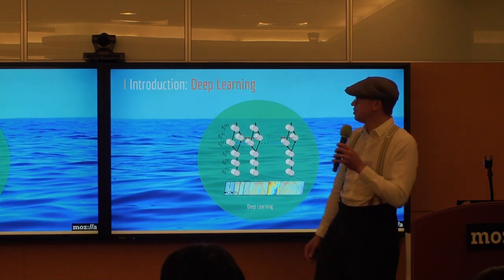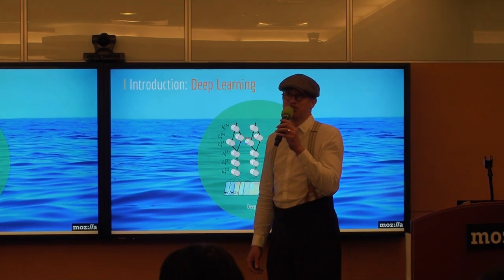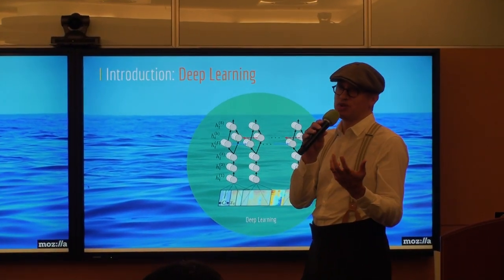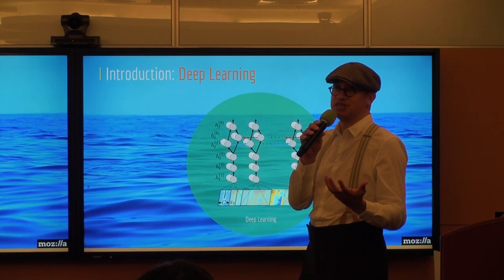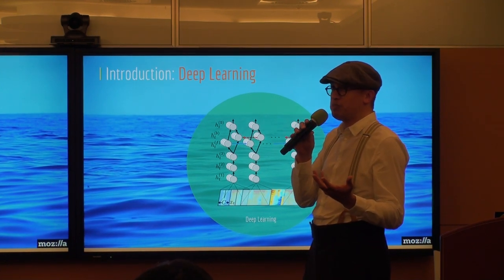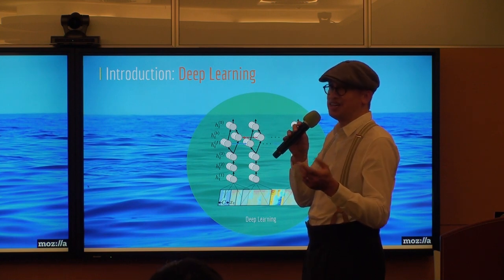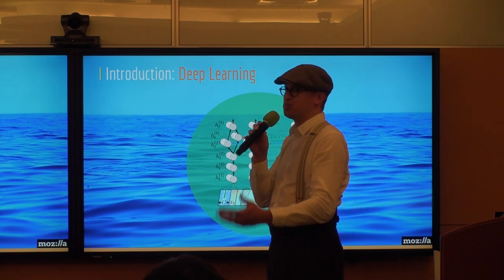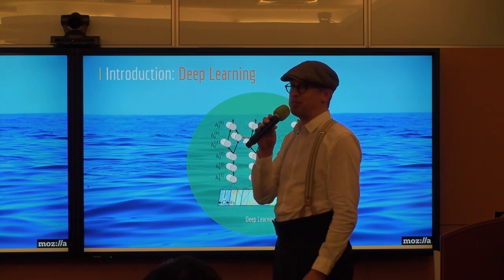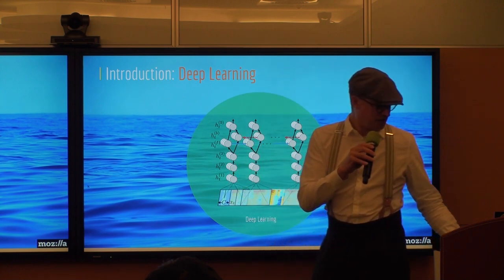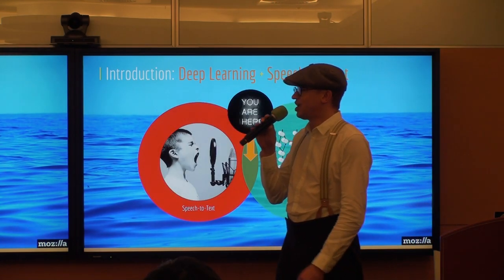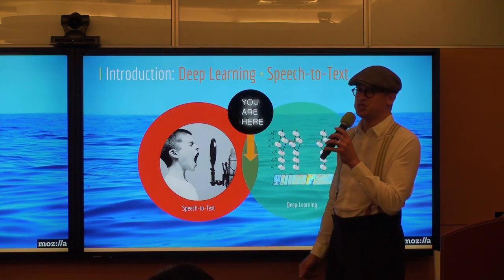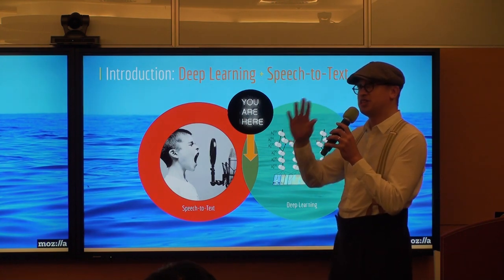Deep learning is a branch of machine learning which has as its fundamental computational unit artificial neurons. Artificial neurons are motivated by neurons in the brain. They basically do a very simple computation and come up with a very simple result. But you have lots of them doing this particular computation. So what I'm going to be talking about today really is the intersection of speech recognition, this field of study, and also deep learning, where these two fields meet.